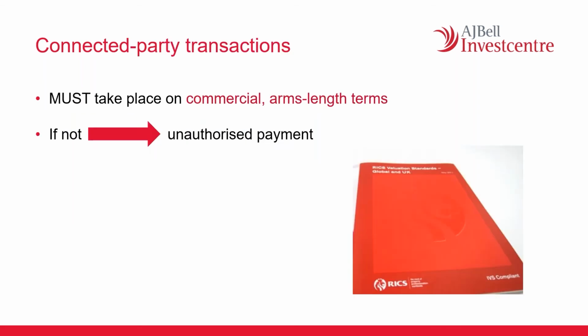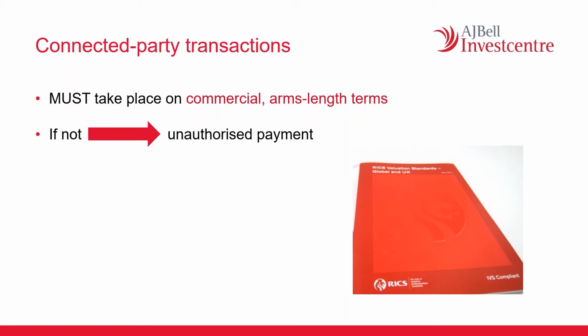So moving on to connected party transactions. It's really important that connected party transactions take place on a commercial arm's length basis, because if they don't, this is when we can have unauthorised payments arising. So we will always need to get evidence of commerciality. When we're talking about property, that means there has to be a Red Book valuation from RICS. Ask a RICS surveyor, he will know what a Red Book valuation is. It's their rule book of the conditions they have to meet for performing valuations.